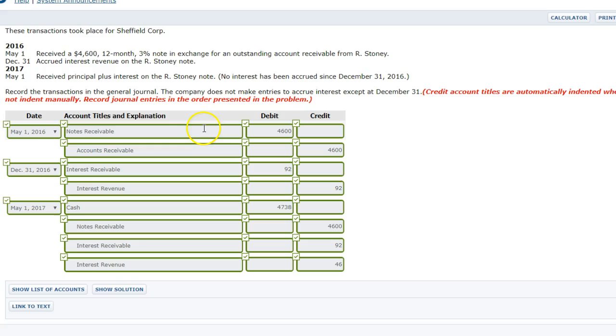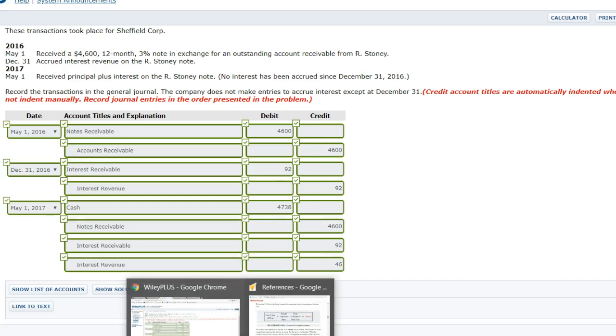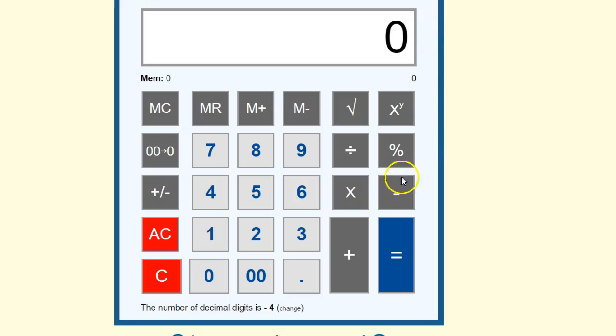Okay, so for this particular problem, we see that the note we receive is $4,600. It is a 3% note. And the term is 12 months, but the interest that had been accrued beginning on May the 1st to December 31st is an 8-month span. So to calculate that, I'll go ahead and bring up a calculator here.